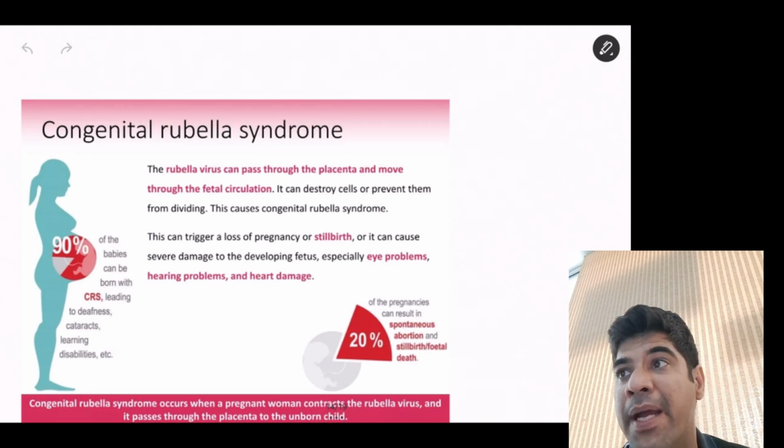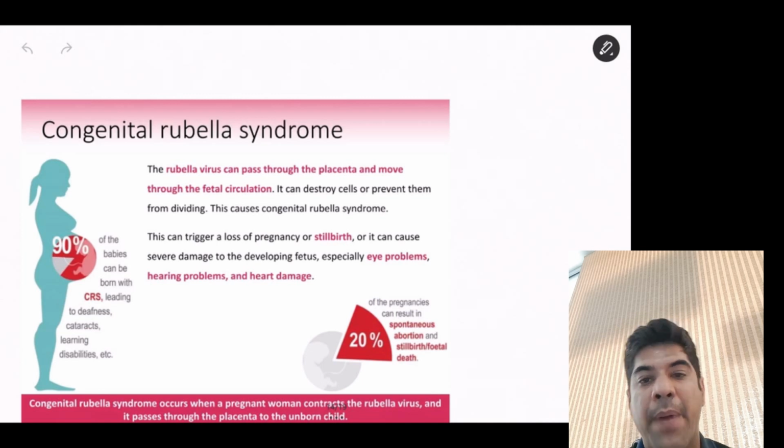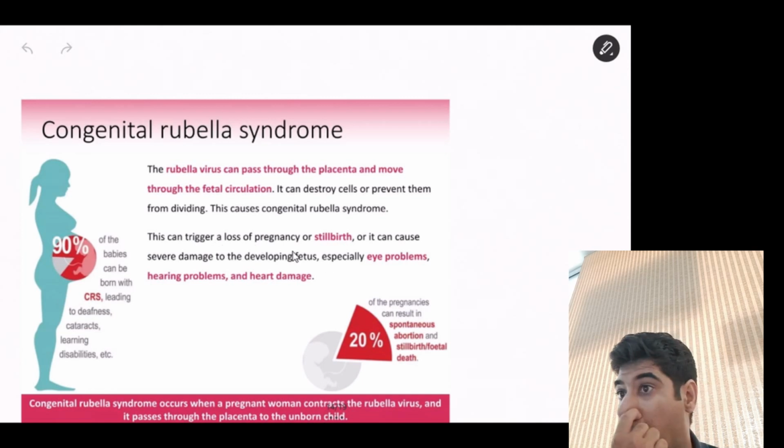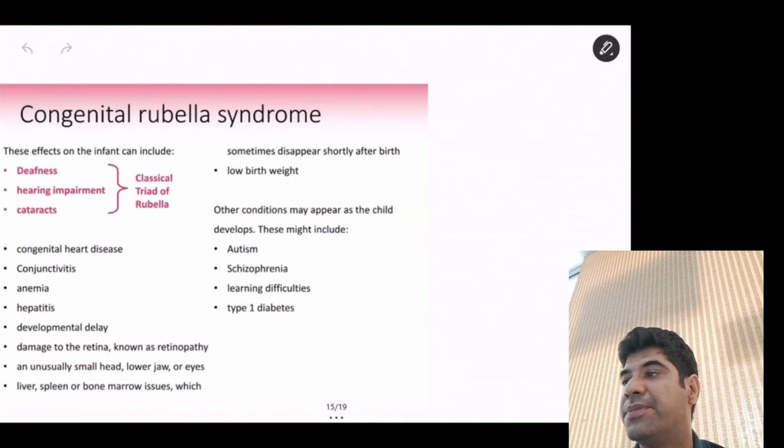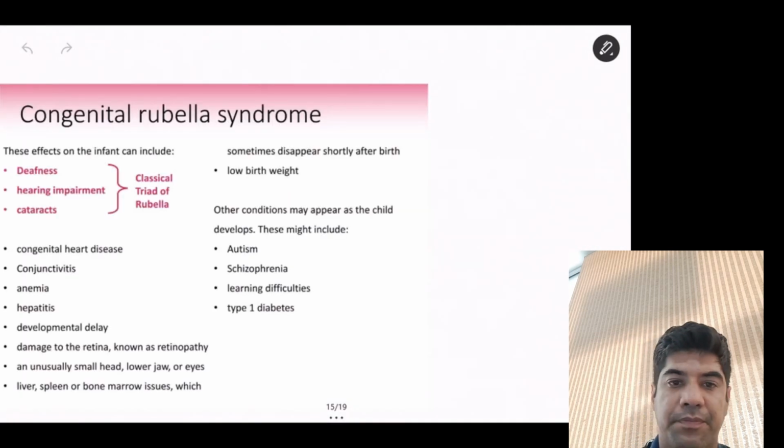So what is the impact on pregnancy? The greatest concern with rubella is its impact on the pregnant woman. If a pregnant woman contracts rubella in the first trimester, it can affect the developing fetus and cause loss of pregnancy or stillbirth or severe damage to the developing fetus, causing eye problems, hearing problems, and heart damage.